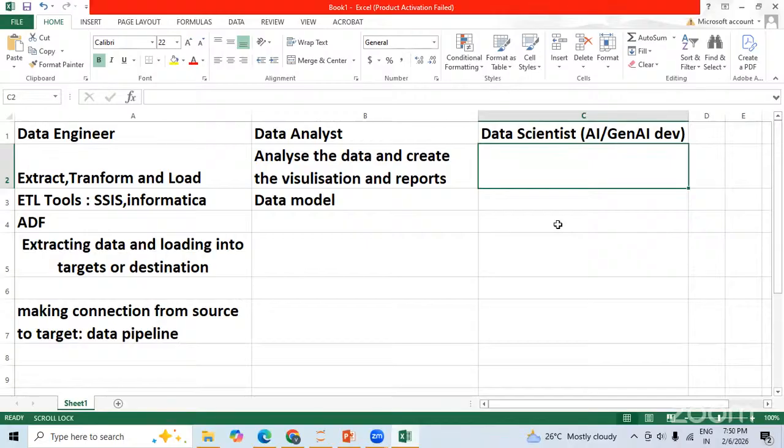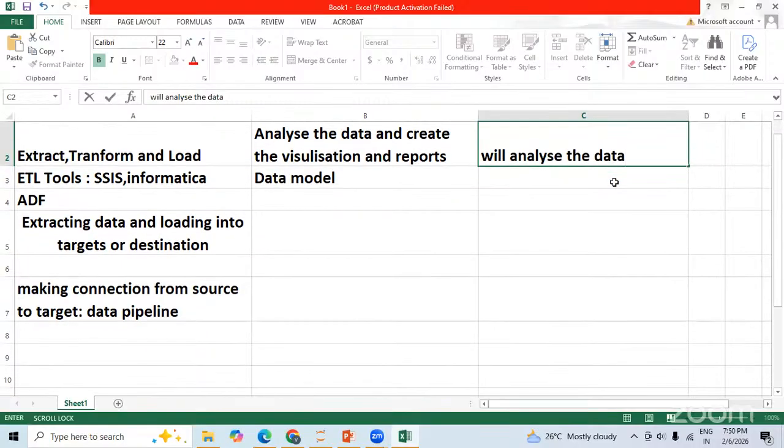Now come to the data scientist profile. What will these people do, and why are they trending nowadays? First, they will analyze the data and provide the insights.